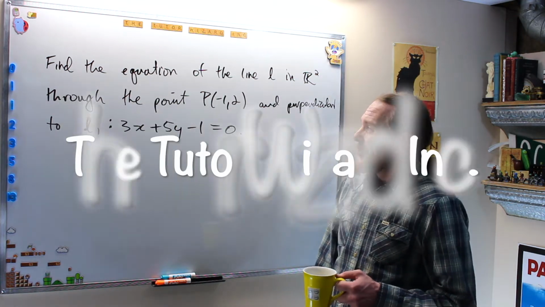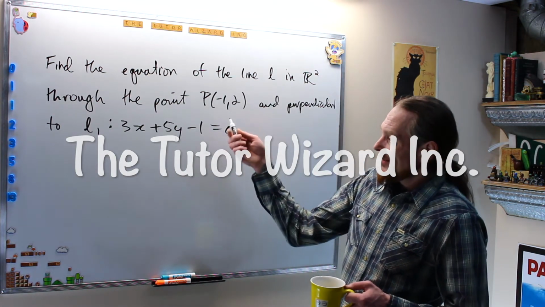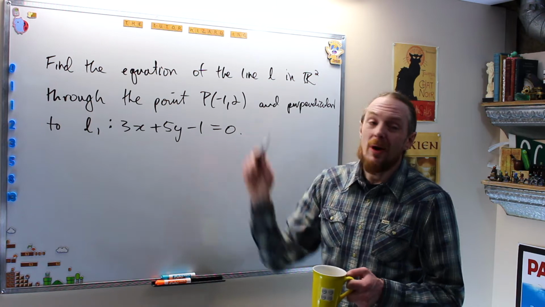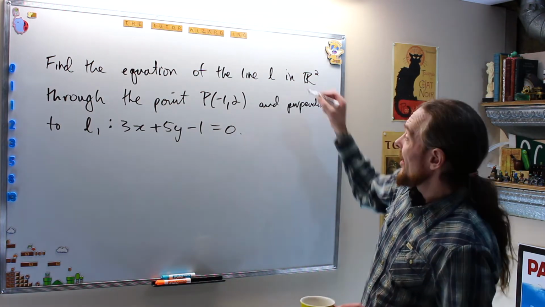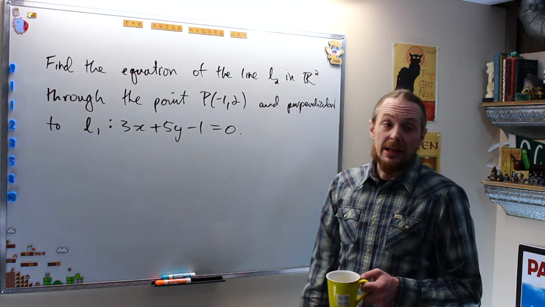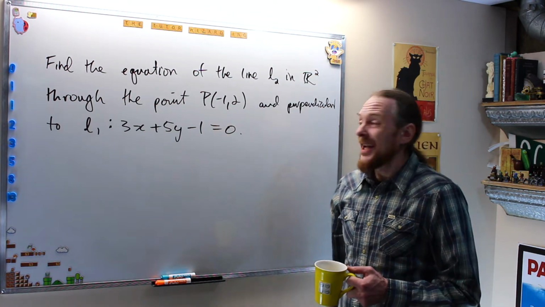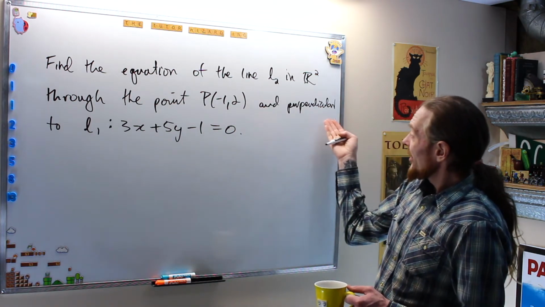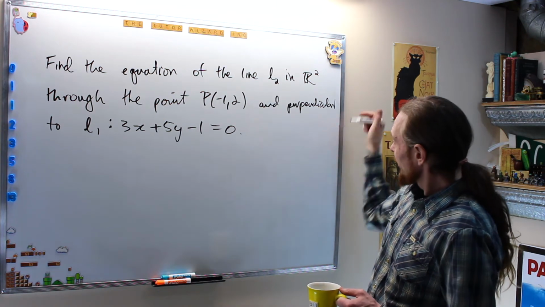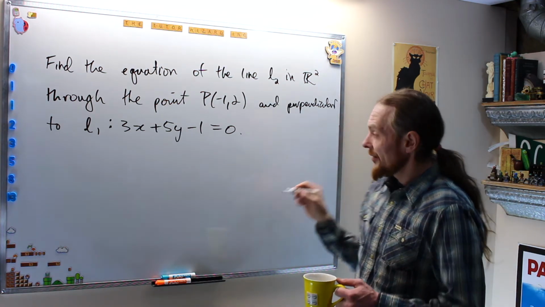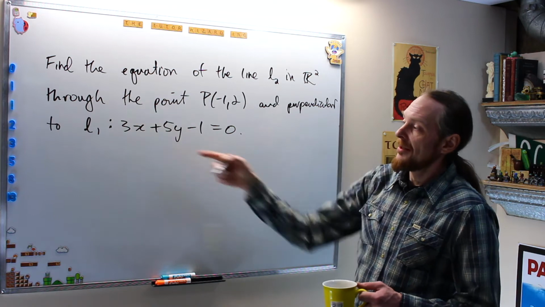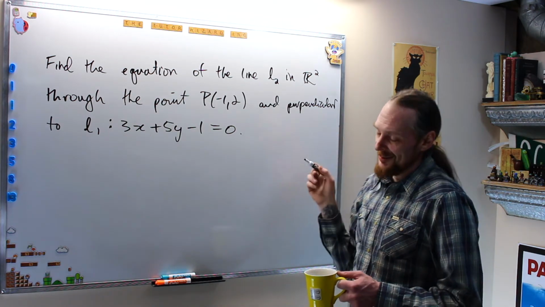All right, so this time we have a point and we're given a line, and what we want is the equation of another line L2, in the plane R2 through this point P (-1, 2), and perpendicular, it's telling us, apparently, hopefully that says perpendicular, to the line L1. This is math, not English. There will be spelling errors.